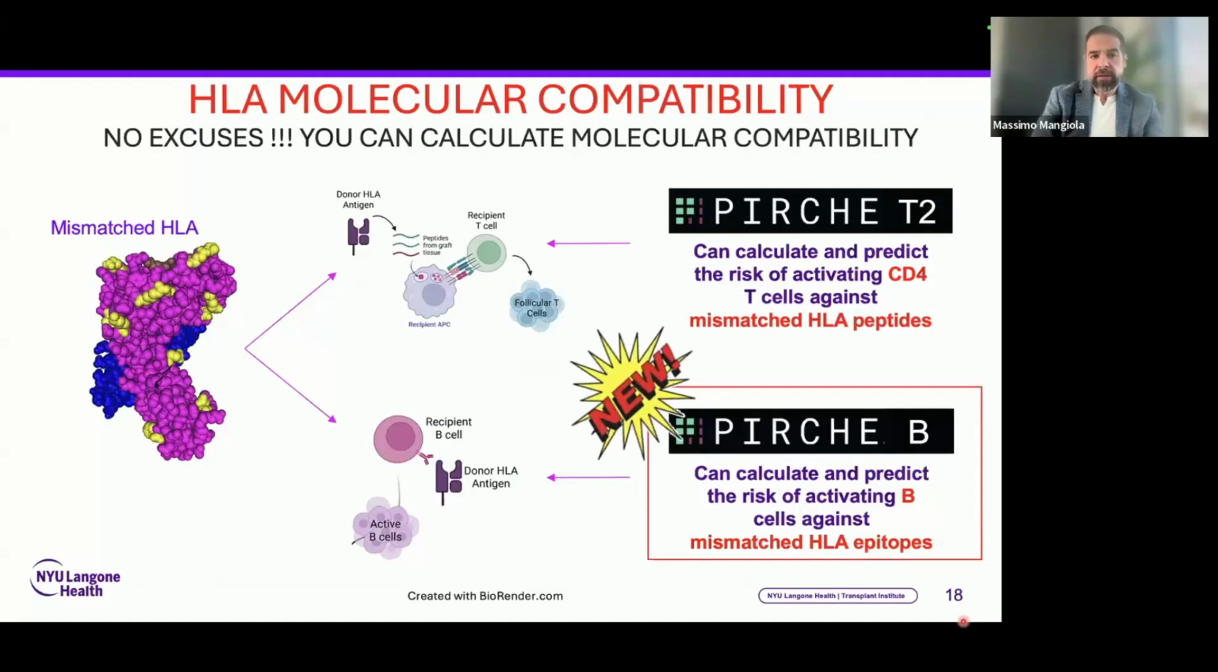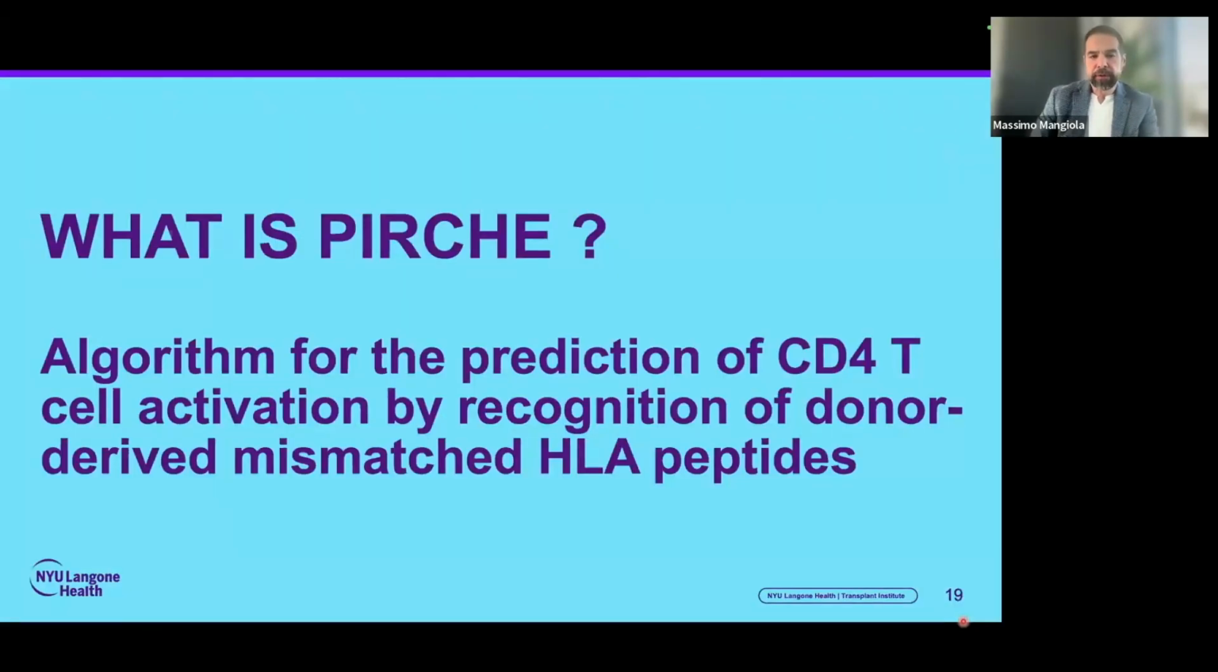So these days, there are no excuses anymore for us. We have ways to calculate this. We have a way to calculate the probability of CD4 T cells being activated because they detect mismatched HLA peptides. And as promised, there is this new module that PIRCHE has, which is PIRCHE-B, that allows you to calculate the molecular mismatch at the level of the B cells. So this is the eplet, or epitope if you wish, binding of the B cell receptor on intact HLA molecules. So what is PIRCHE?